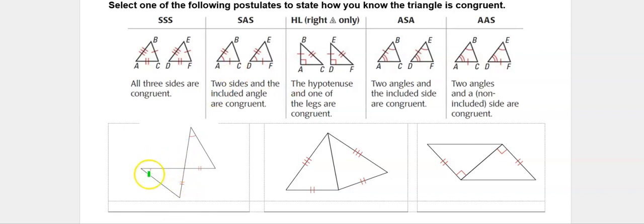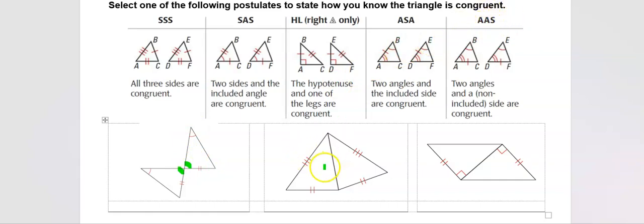So you can see this first image where we have this crisscross image, which gives us our vertical angles. And we know the angle here and here is the same angle. So we need to mark that up before we read what postulate this is. Now that it's marked up, we can read it as angle, angle, side. Same thing here, angle, angle, side. So we know what postulate it is.